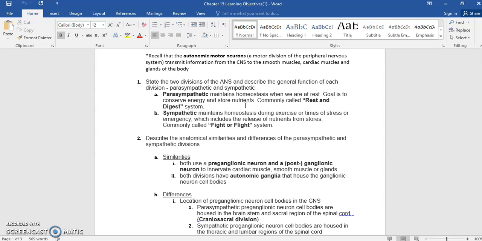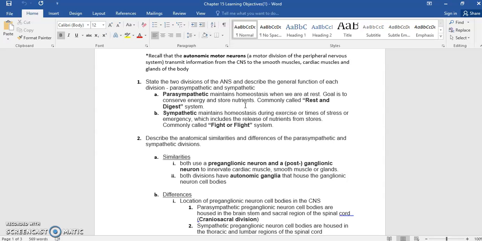The whole goal is to conserve energy, so convert energy into ATP and store it in the cell. Also any nutrients, like glycogen stores, are built up as well. So the common name for the parasympathetic nervous system is the rest and digest system, because it will be in charge, sending more signals to the smooth muscle, cardiac muscle, and glands. It's controlling those at that moment when we're at rest.